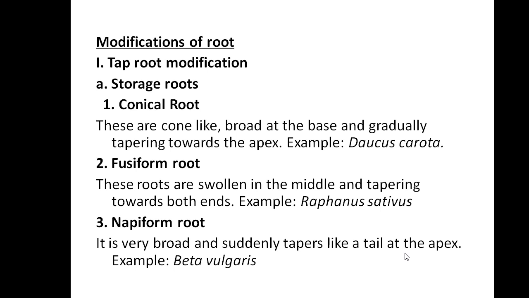Next, modification of root. Modification of root is nothing but the taproot modification, where the conical root is an example. It is broad like a cone at the base, and when it comes to the tip it tapers and becomes the apex, Daucus carota. Next, fusiform root: these roots swell in the middle and taper towards both ends. If you take the upper end and the lower end, both ends are thin in size, but the middle part is broad, and that is Raphanus sativus. A napiform root is very broad and suddenly tapers like a tail at the apex, for example Beta vulgaris.